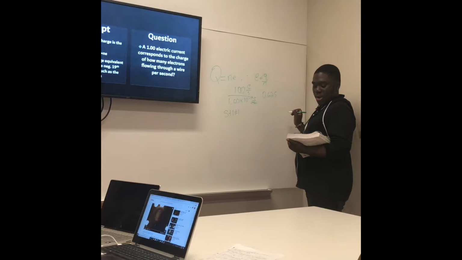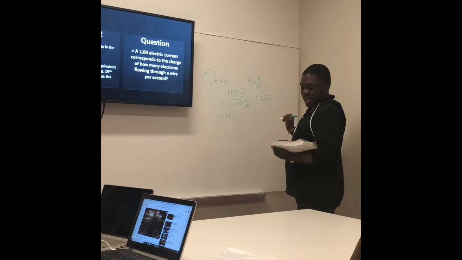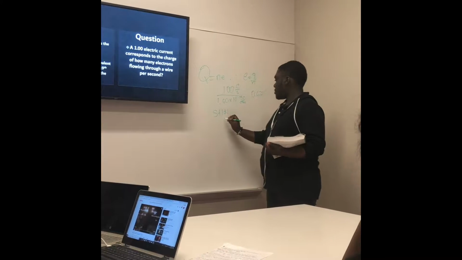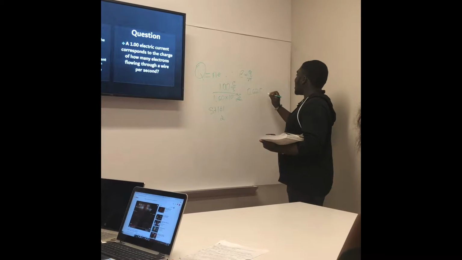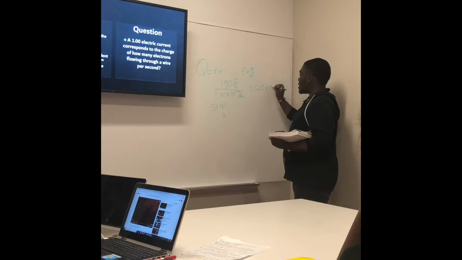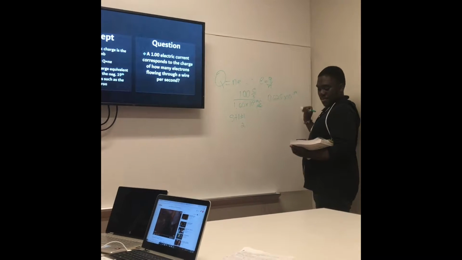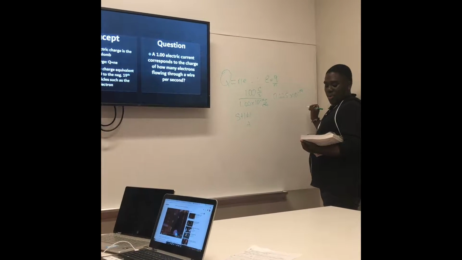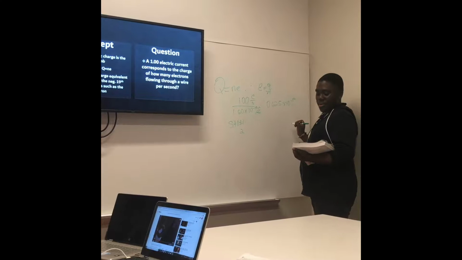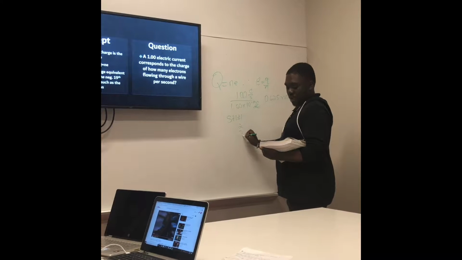And then we will do our second step, which is exponents. Times 10 to the negative what power? 19. And now we'll combine our units, which is step 3.